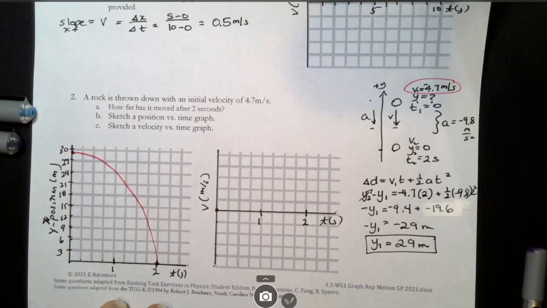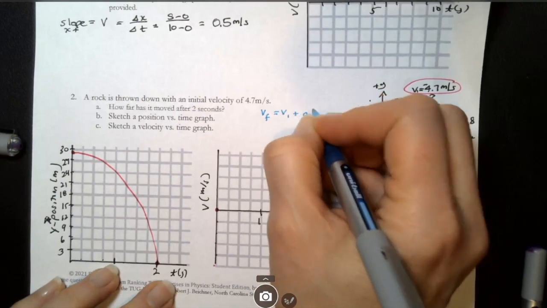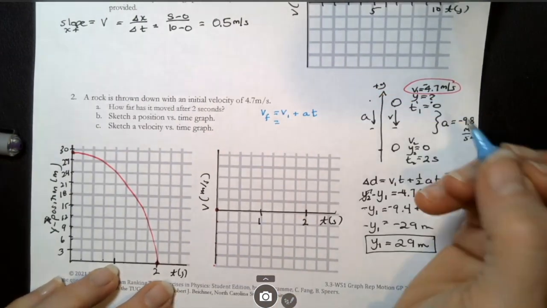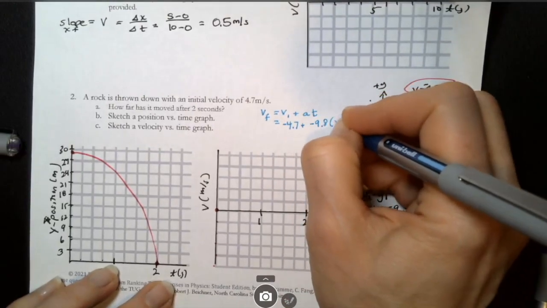We didn't need to find it. But you know what? I would like to find it so that I could use it in my graphing. So I'm going to do a quick calculation here. You don't have to do this, I just like to be precise. If you have time, it's a good thing to do.